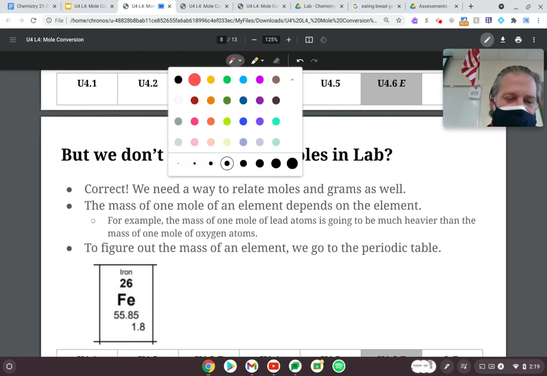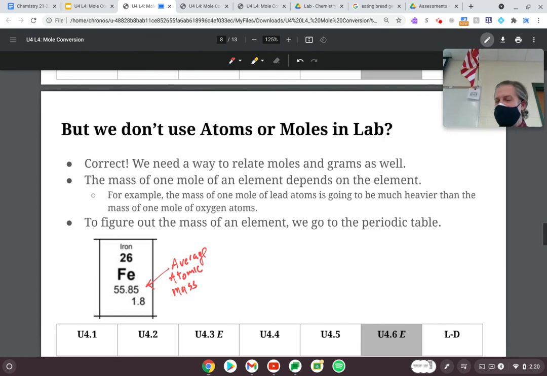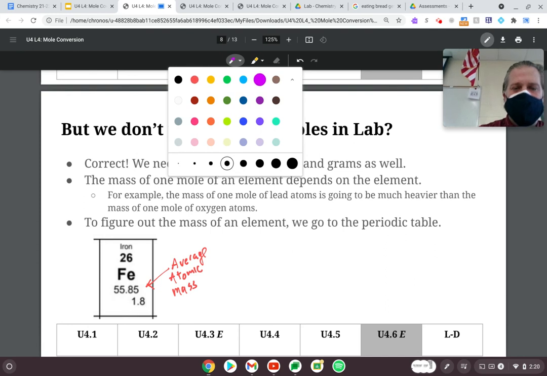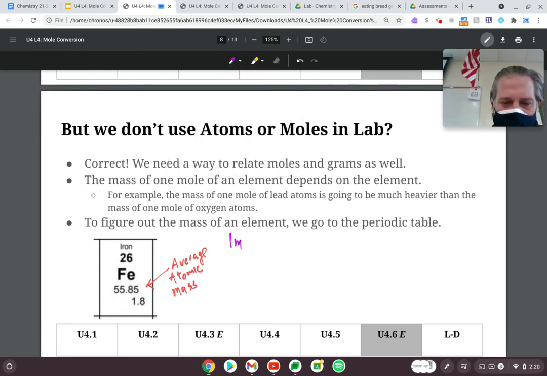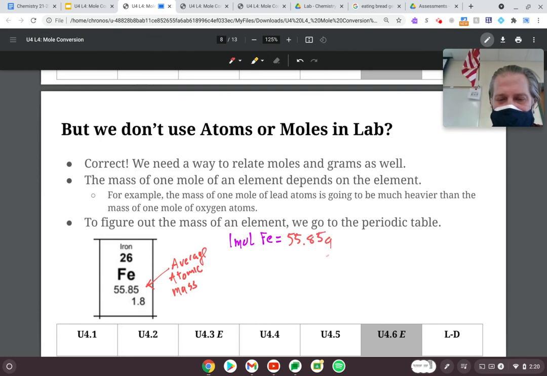So in this example right here, you might recall from the last unit that this is the average atomic mass. Okay? You might recall that's the average atomic mass from last unit. What I can tell you, though, is that that number on the periodic table is equal to 1 mole of that element. So if I had wanted 1 mole of iron, you would go back and measure out 55.85 grams of iron on the balance.